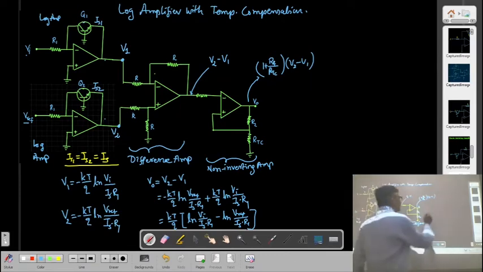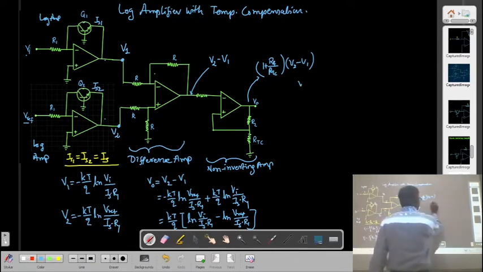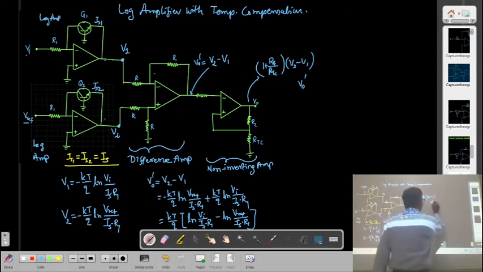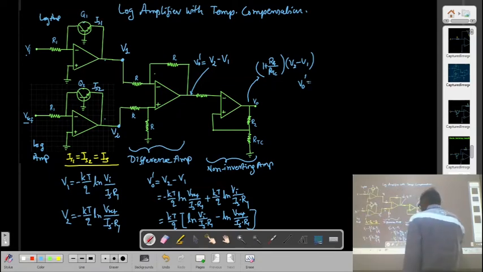And therefore, we can write Vo dash, that is the Vo dash at this point. Correct? It is not the final output voltage. So Vo dash is equal to kT by Q into bracket ln Vi by V reference.